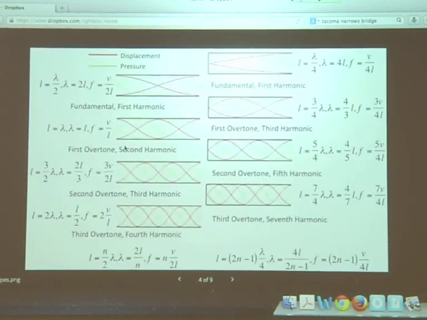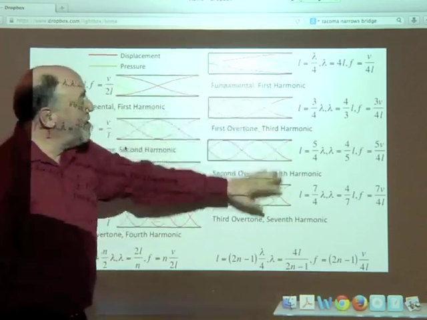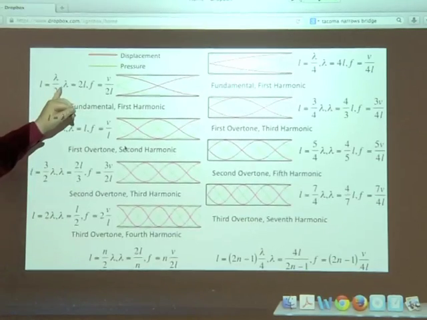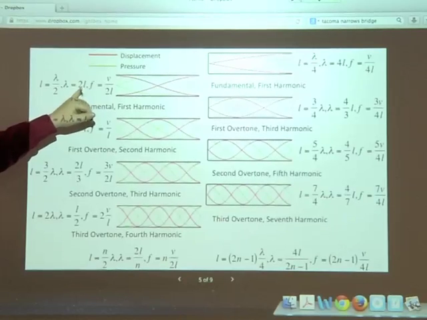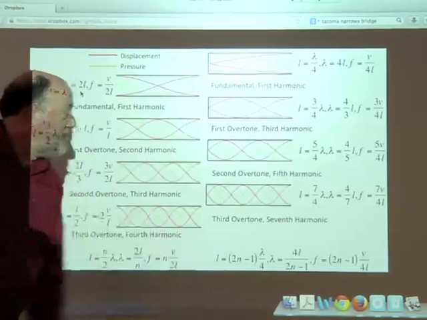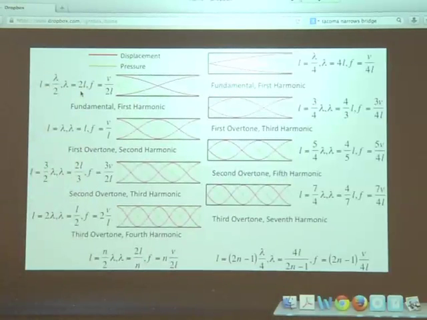So we have open and closed pipes. Here, this side is my open pipe, this side is my closed pipe. Here I have the relationship between the wavelength and the length of the pipe, and then the frequency. And I have the same thing going on over here in terms of the odd harmonics.